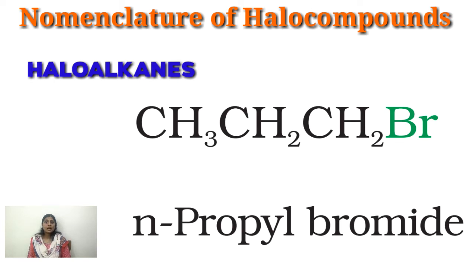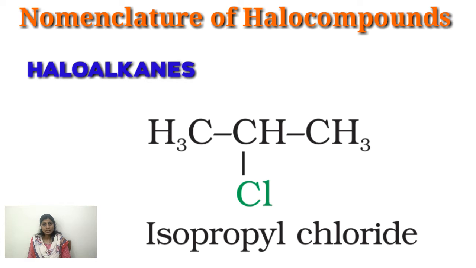And bromine is the halogen taken. So the general format is alkyl halide. The alkyl group is propyl, and the common name for the compound is propyl bromide. Another example, CH3CHClCH3. The alkyl group is isopropyl group. So the common name of the compound is isopropyl chloride.